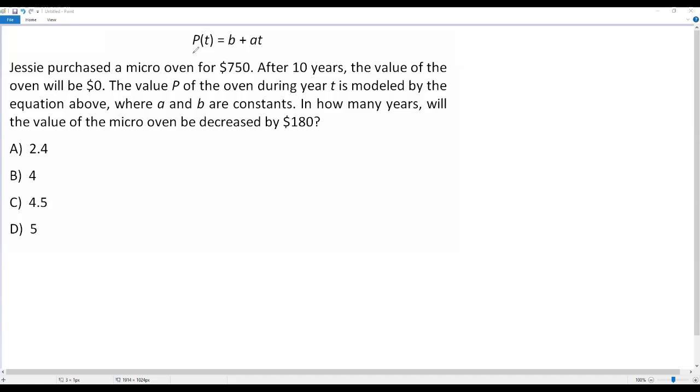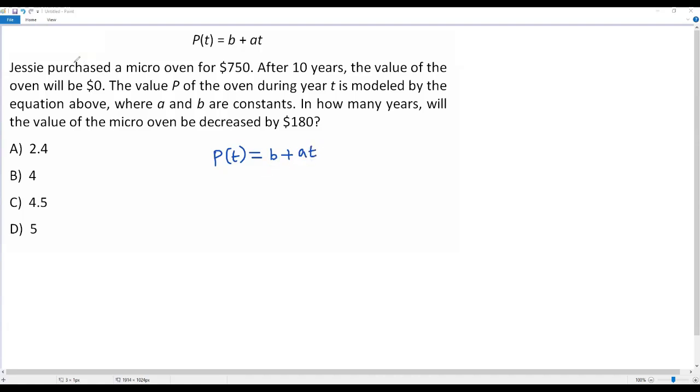Okay, here in the given equation, there are two unknown constants. One is B and the other one is A. So first we have to find the values of these two constants and make this equation complete so that we'll be able to answer the question that is asked. First, let me take the given equation as it is. It is P of t equals B plus A times t. As I said, let's find the values of these two constants A and B.